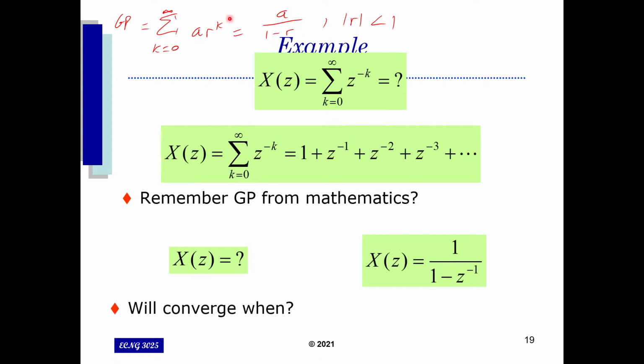Now, because we use the GP here, in the geometric progression formula, we also got the region of convergence immediately, where the magnitude of r needs to be less than 1. But we need to prove this in general.